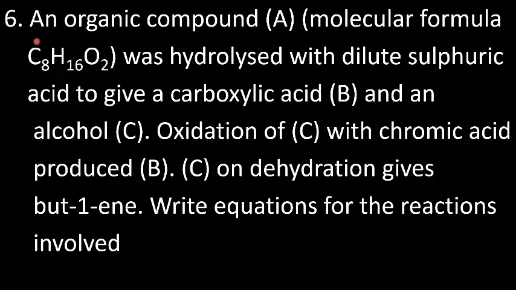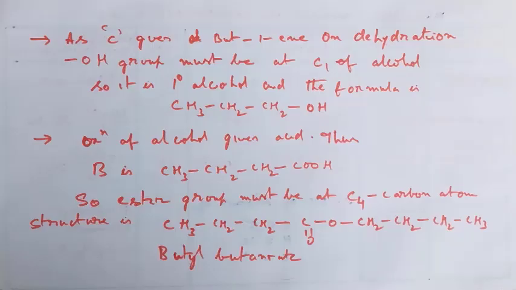Now, let us have one more problem. An organic compound A with molecular formula C8H16O2 was hydrolyzed with dilute sulfuric acid to give a carboxylic acid B and an alcohol C. Oxidation of C with chromic acid produces B again. C on dehydration gives but-1-ene. Now we have to write the equations for the reactions involved and find the original substance.